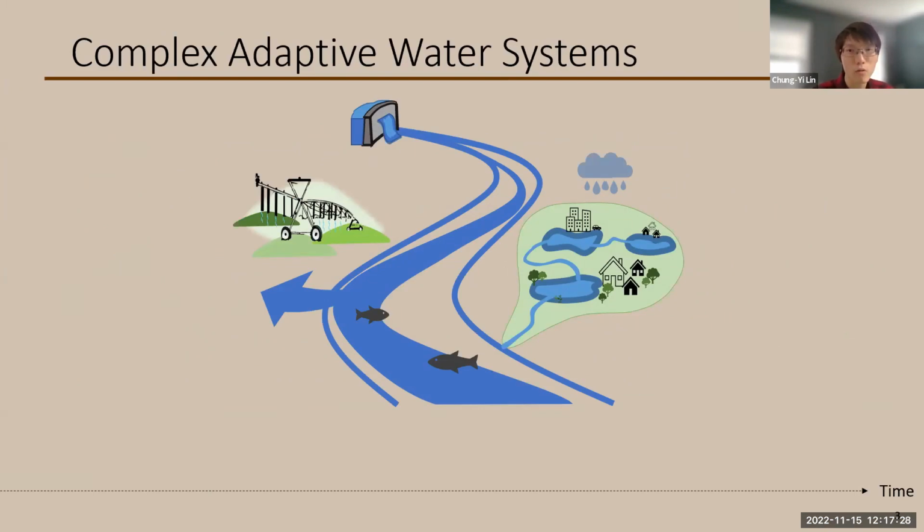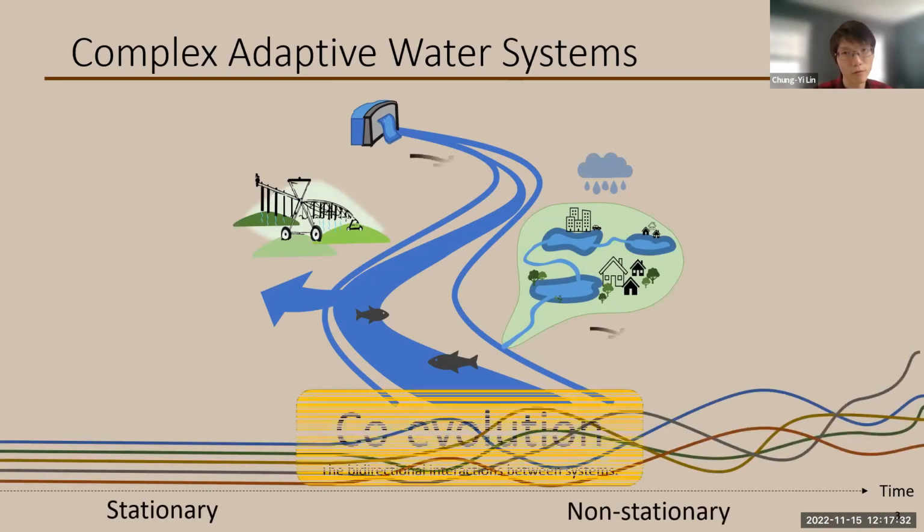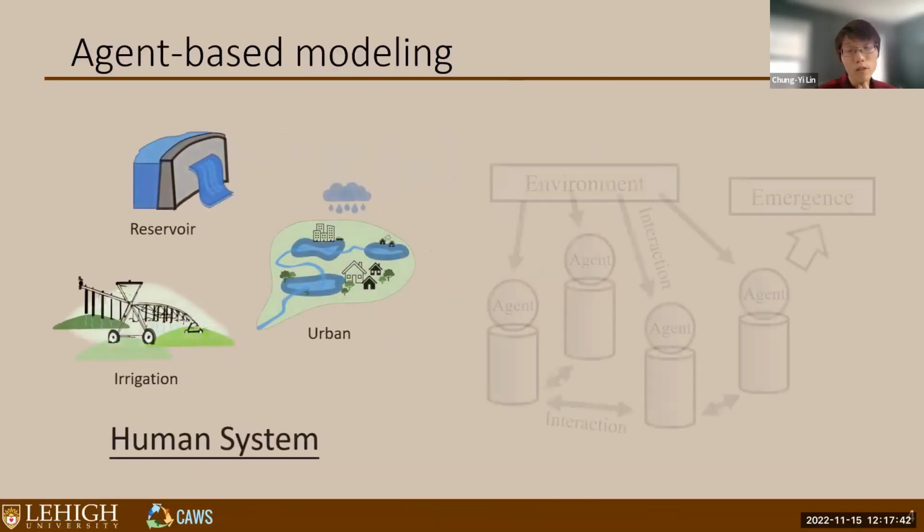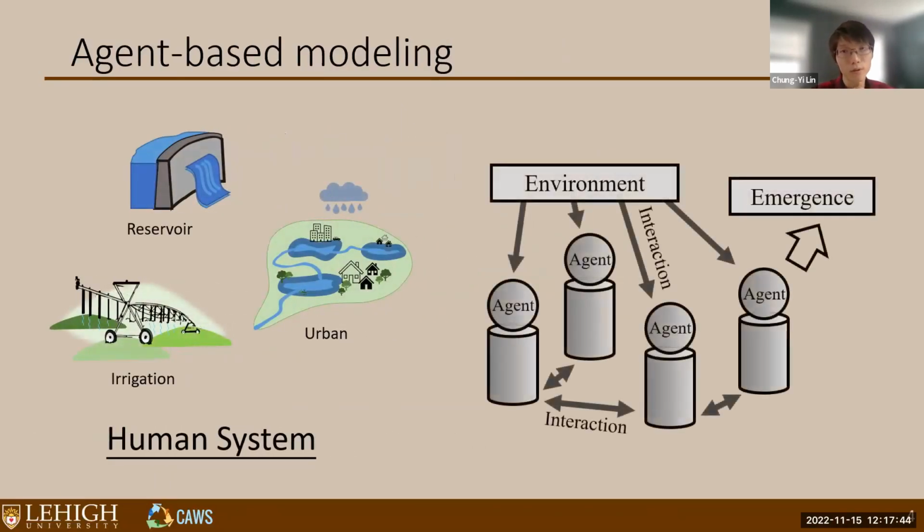In this area, one of the goals is to simulate the co-evolution between the hydrological environment and human system to capture the non-stationarity and the co-evolved dynamics in the real world. To that end, agent-based modeling, a bottom-up modeling approach, is a popular method to model the heterogeneous human actors' behavior, including the interaction with the changing environment, as well as other agents.